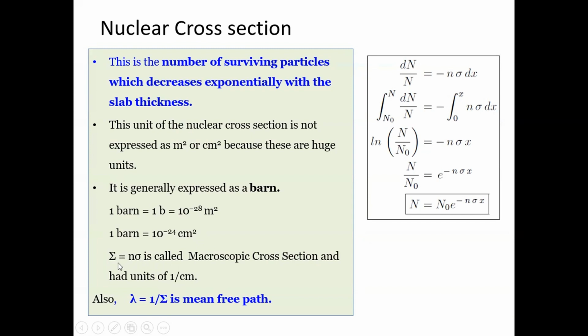Therefore, sigma, the macroscopic cross section, has unit of 1 over length, 1 over centimeter, or lambda is the mean free path, and it is 1 over sigma. It is the mean distance traveled by the particle without any interaction. From one interaction to another interaction, the average distance traveled is lambda, which is 1 over macroscopic cross section. We will talk more about the cross section in coming lectures.